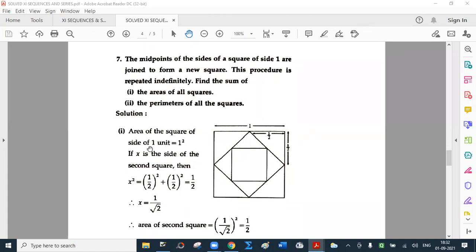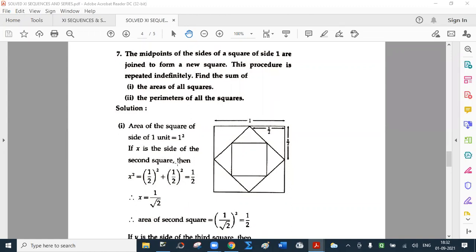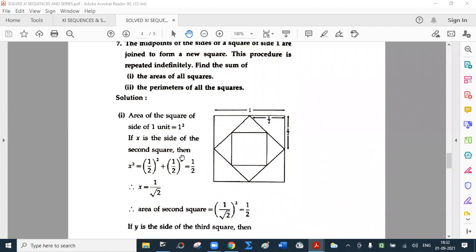Now, area of the square of side of one unit is what? 1 square. If x is the side of the second square, then clearly x square equals what? Half square plus half square, right? And therefore it is again 1 by 2. So what is x? It is 1 by root 2. See, from the diagram it is clear. Now this is the side of the second square.